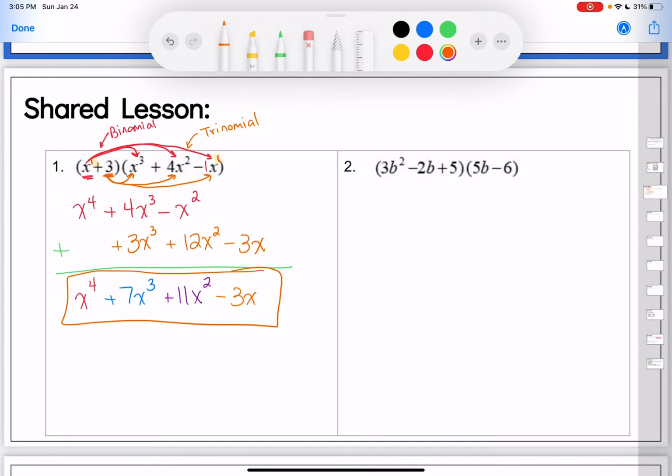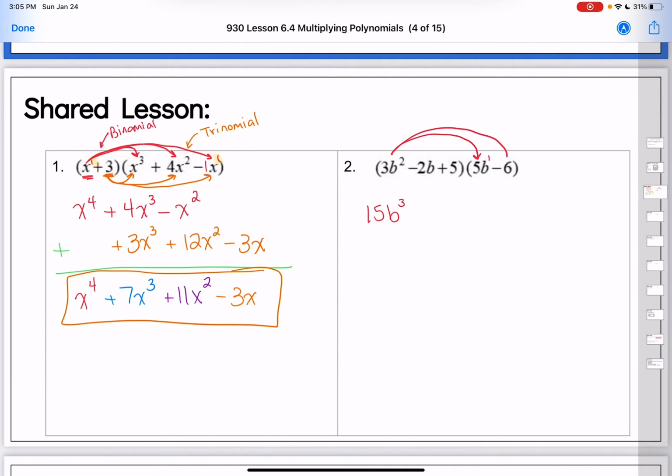All right, so take a look at this one. I have a trinomial times a binomial. Same idea, right? Take that first term in your first parentheses, distribute it to everything in the second. 3b squared times 5b to the first would give me 15b to the third, right? Watch those exponent properties. 3b to the second times negative 6, negative 18b to the second.